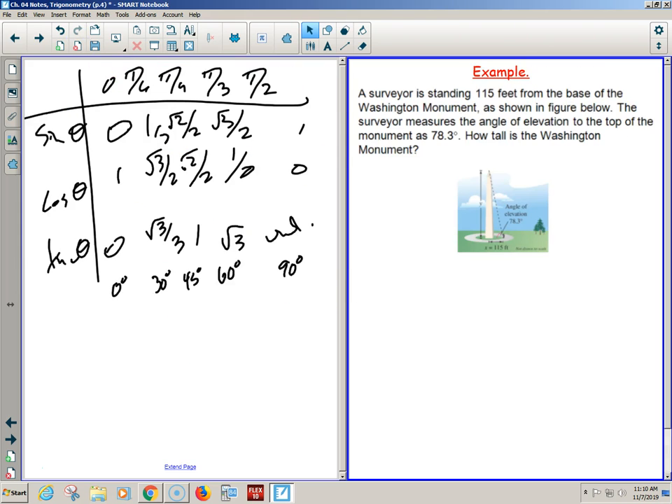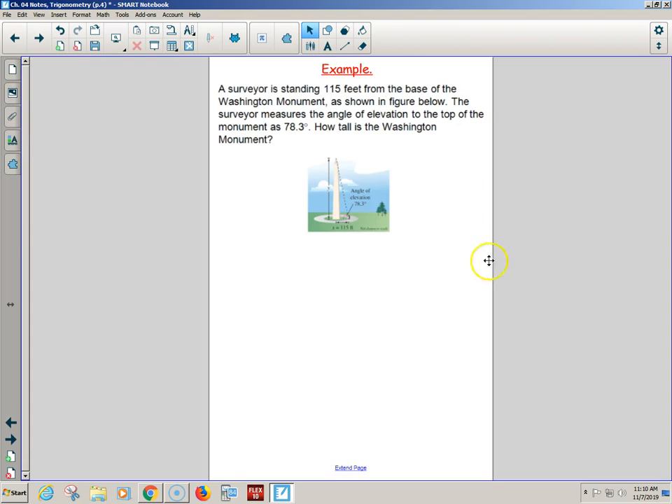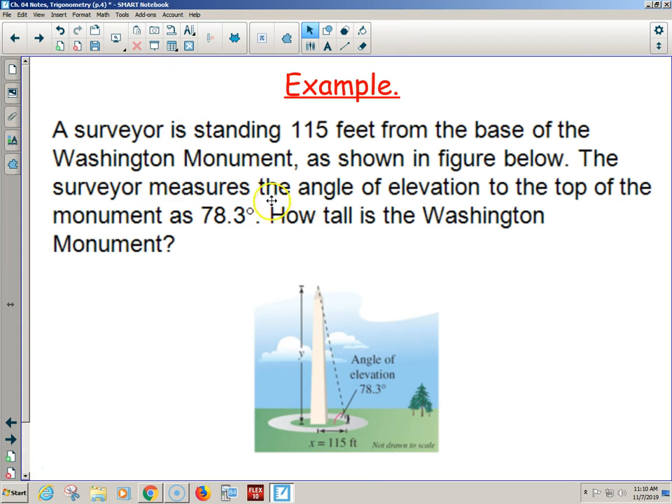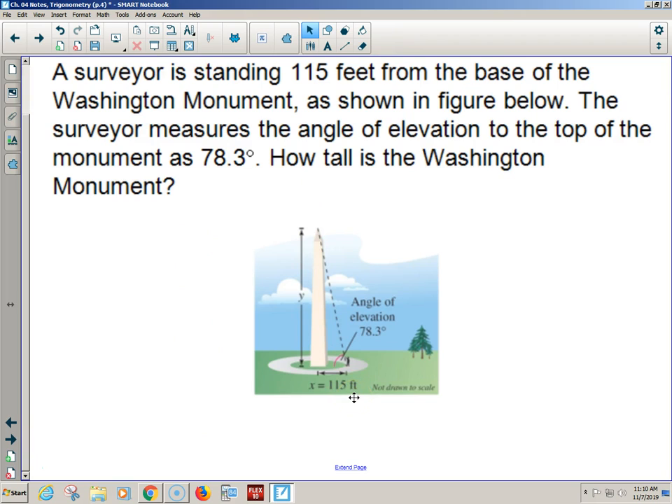So what if you guys have this guy? Oh, there's a paragraph now. I know, but doesn't it still just have a triangle? Oh my goodness, and they gave you the triangle? That's way nicer than they needed to be. A surveyor is standing 115 feet from the base of the Washington Monument, as shown in the figure below. You guys see the little baby man? These are trees. He's not a baby, he's a grown man. He just looks baby in the picture.